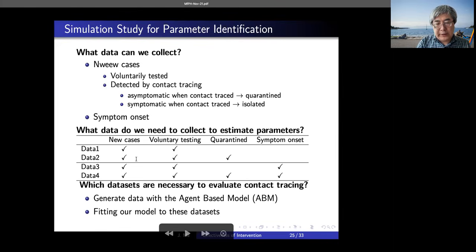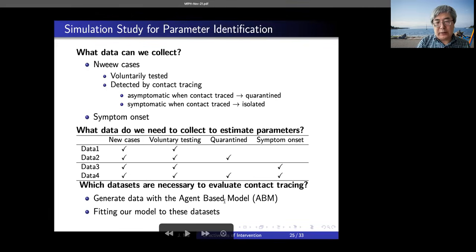We're going to need new case counts. We're going to need either voluntary testing or detected by contact tracing. We need some information about contact tracing. The next question is, do we need to know the number of cases who were quarantined? And the other is symptom onset data. We can collect it. Do we need it? So basically, we divide the data set into 4. They all contain new cases with contact tracing, and the number of cases detected by contact tracing, but we want to understand whether we need to include either of these 2 data sets.